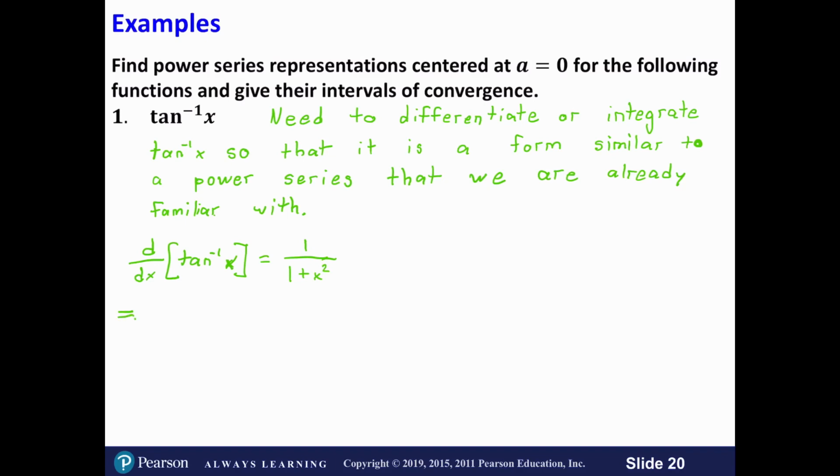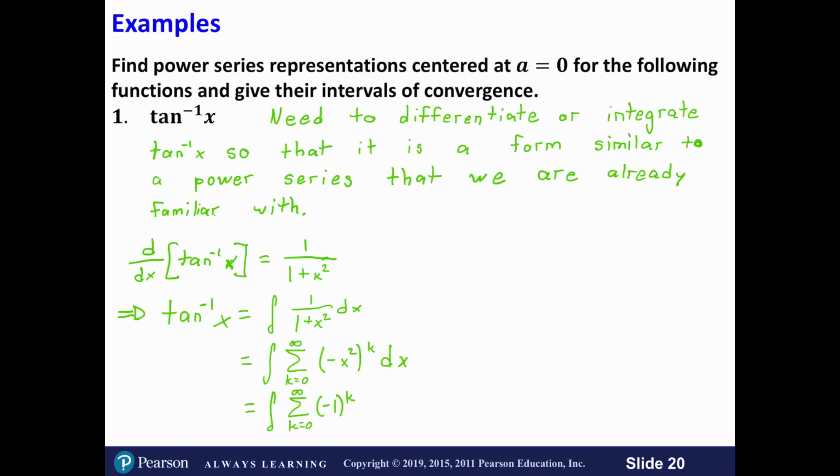So if the derivative of the inverse tangent of x is equal to 1 over 1 plus x squared, we could write that the inverse tangent of x is equal to the integral of 1 over 1 plus x squared dx. That's just by integrating both sides. All right, and 1 over 1 plus x squared is a power series that we are familiar with. It is the sum from k equals 0 to infinity of -x squared to the k dx. And we already rewrote this, so let's do it again. This is the sum from k equals 0 to infinity of -1 to the k times x to the 2k dx.